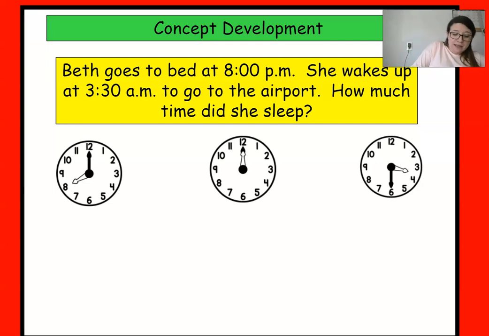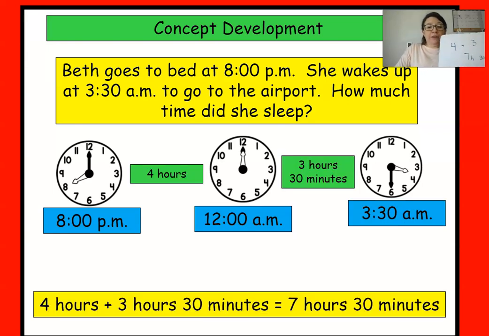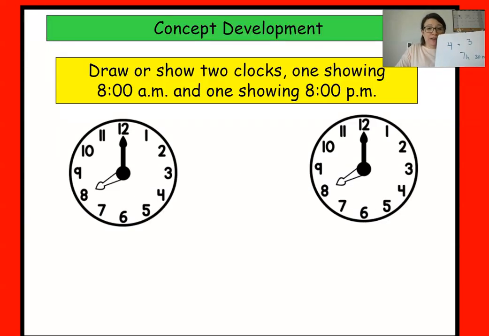Okay, and then she has to wake up at 3:30 a.m., so that's after midnight. So we're going to go 12 midnight, 1, 2, 3. That's another 3 hours. Then from there, she wakes up at 3:30, so another 30 minutes. So it's going to be 7 hours, 30 minutes. 4 hours, 3 hours, and 30 minutes is going to be 7 hours and 30 minutes.